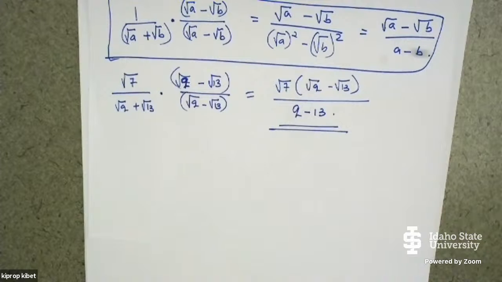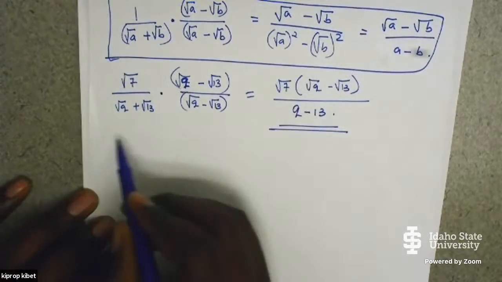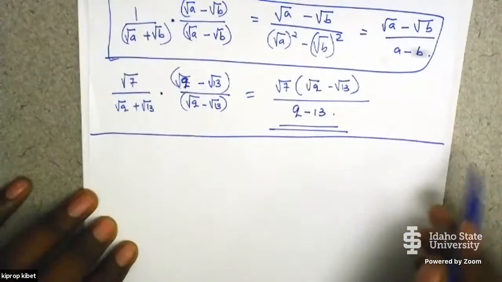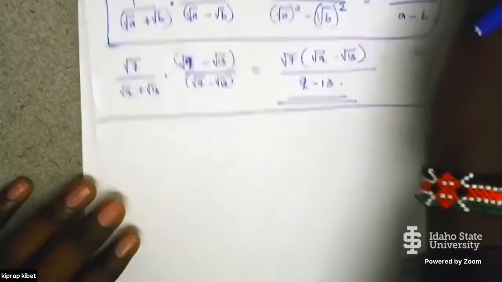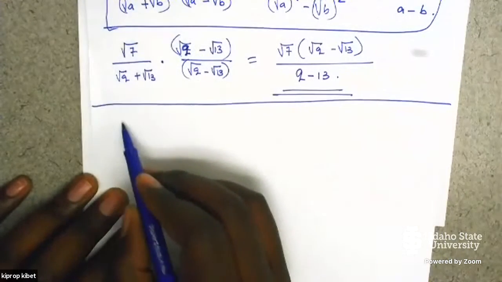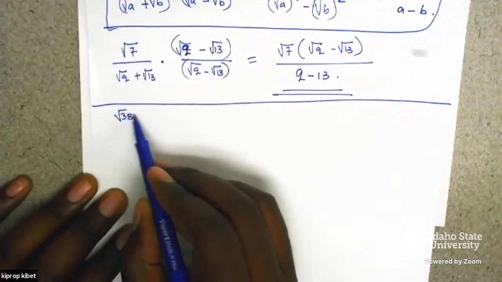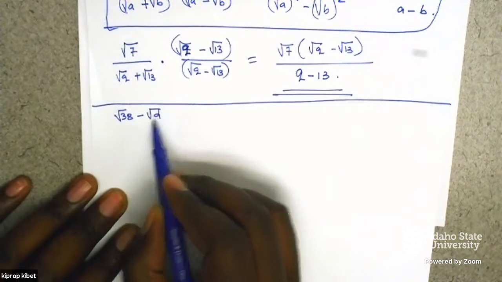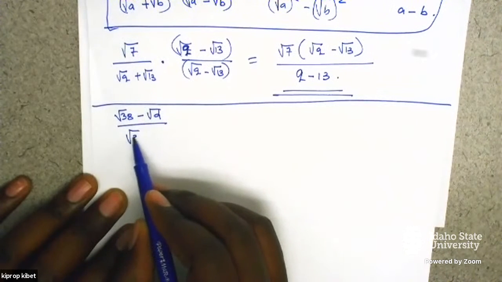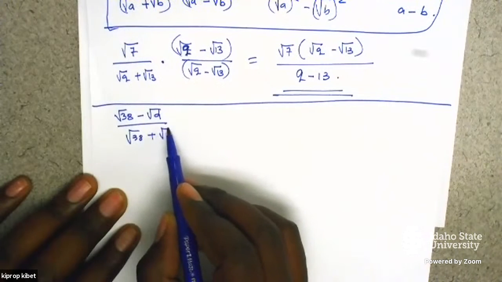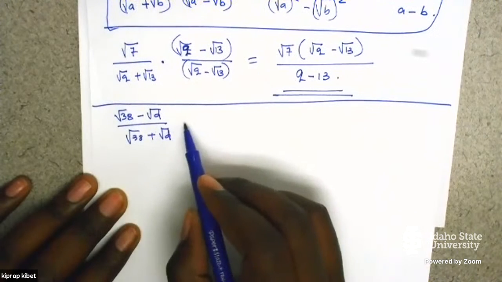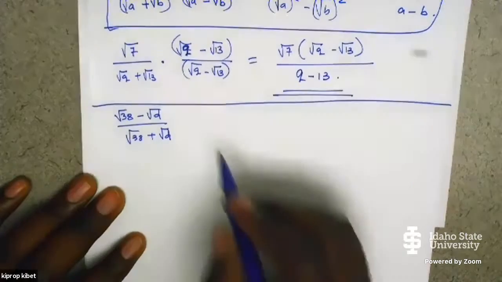That's how we rationalize. Any question? Any question after that? Now, let's do the last example in this section. If you're given the root of 38 minus the root of d all over the root of 38 plus the root of d, rationalize the denominator.